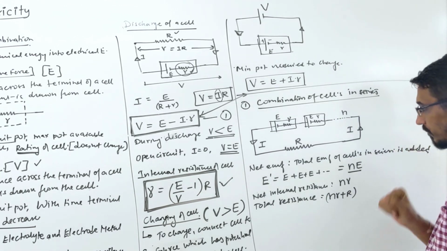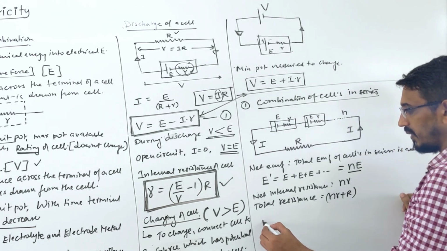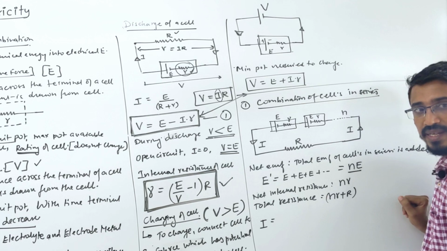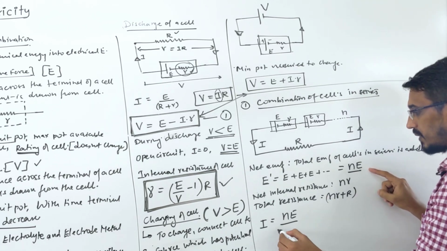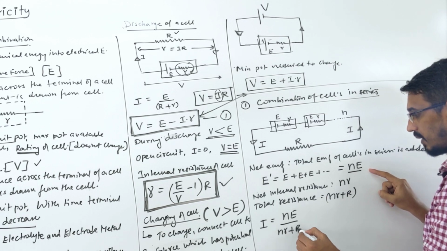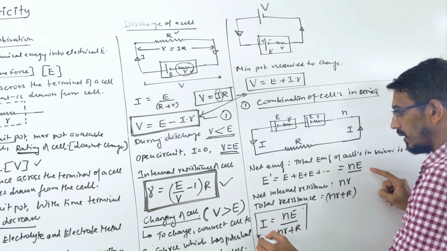Now watch carefully, we want to find the current. So what is the current flowing through the circuit? Net EMF, which is n into E, divided by net resistance, which is n r plus R. This is your current.